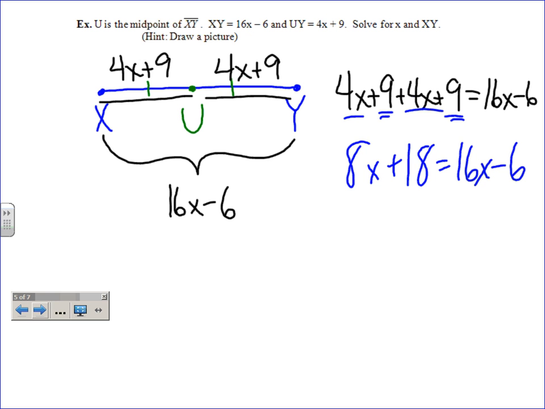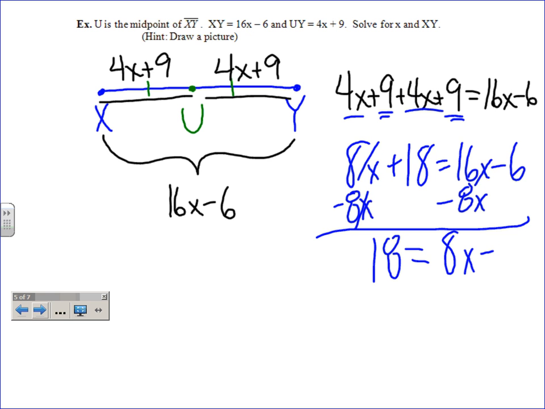Variable on each side, number on each side. What I like to do when that happens is move the smaller variable. 8x. Let's subtract it over. Is this the only way to accomplish this problem? Not even close. It is a possibility. 18.